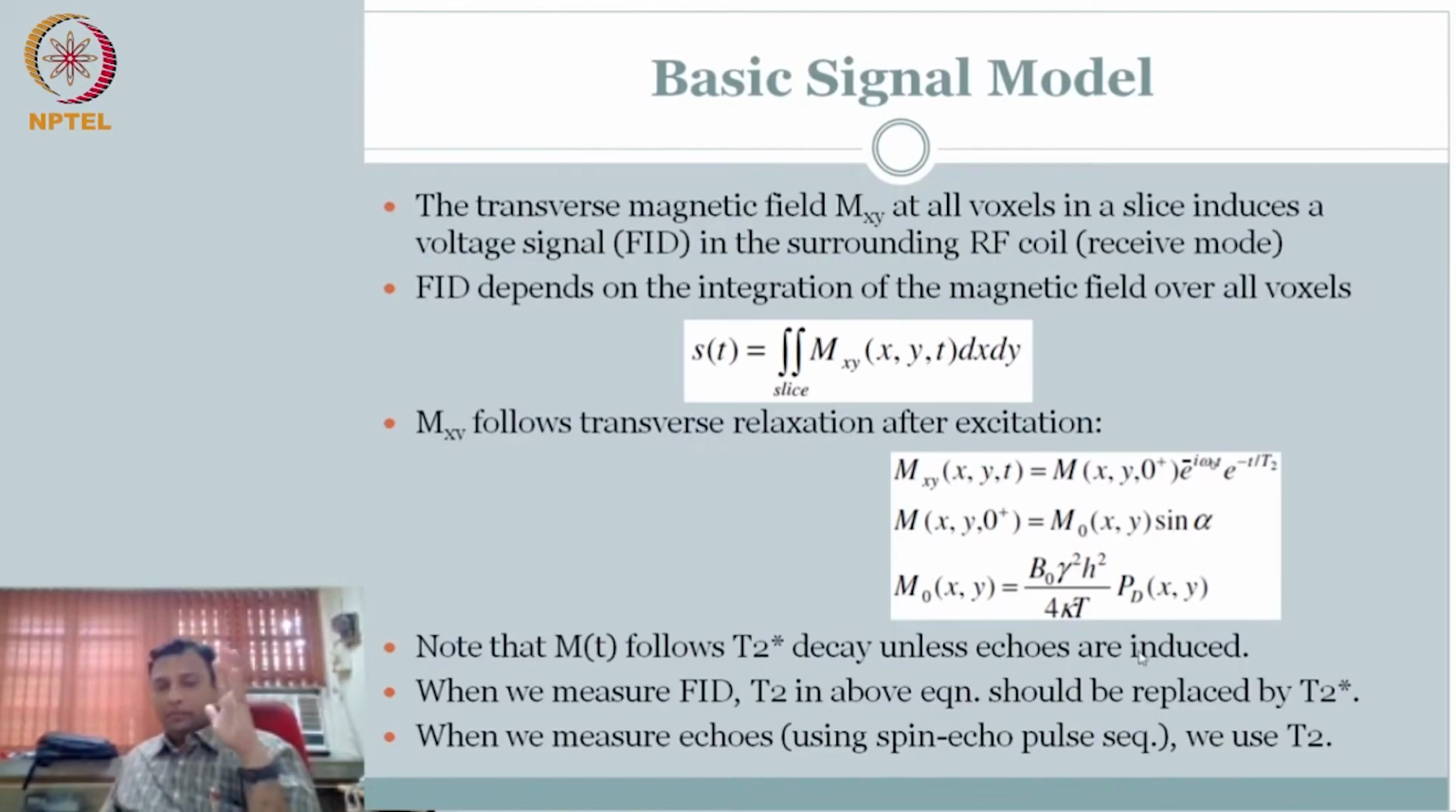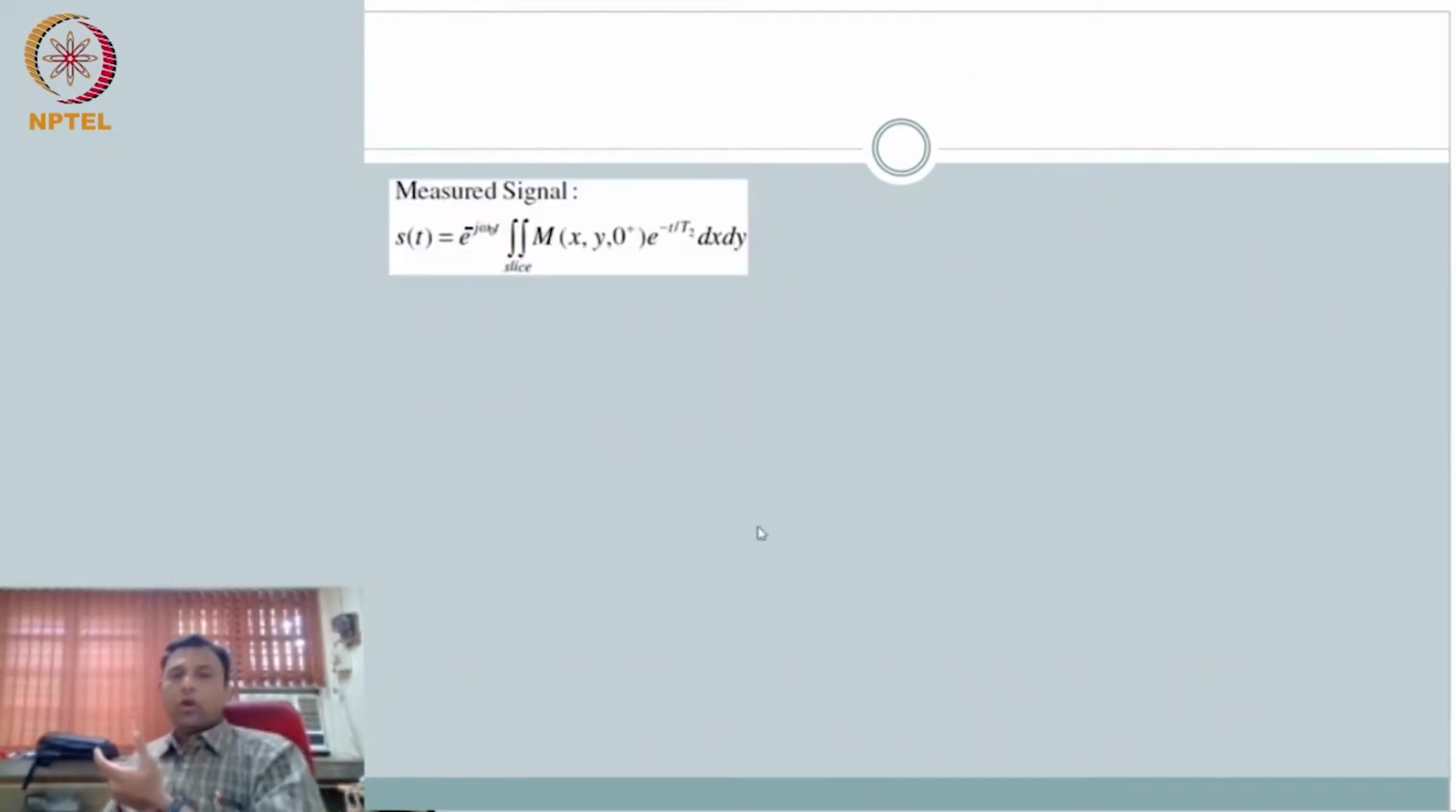So for ease of following the concepts, we'll go with T2, but do recognize there is a subtle difference between whether the signal you get is weighted based on T2 or T2 star, depending on whether you are measuring the free induction decay or the echo. Keep that subtle difference in mind. Essentially, what we are seeing here is that the signal is from the whole volume. The measured signal is modeled like this.